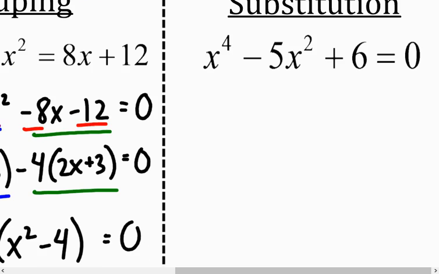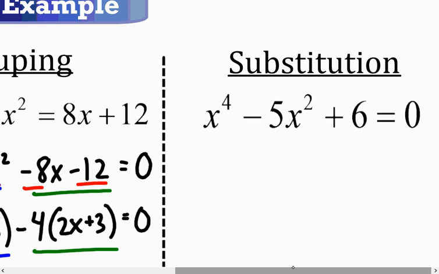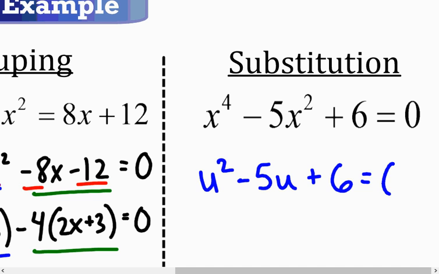Okay, last one. This is a substitution. The way that we look at this is, this would be easier to solve if this was something like u squared minus 5u plus 6 equals 0. I could probably solve this by factoring. I could find two numbers that multiply to make 6 and add up to be -5. So let's do that. Let's make that substitution step.